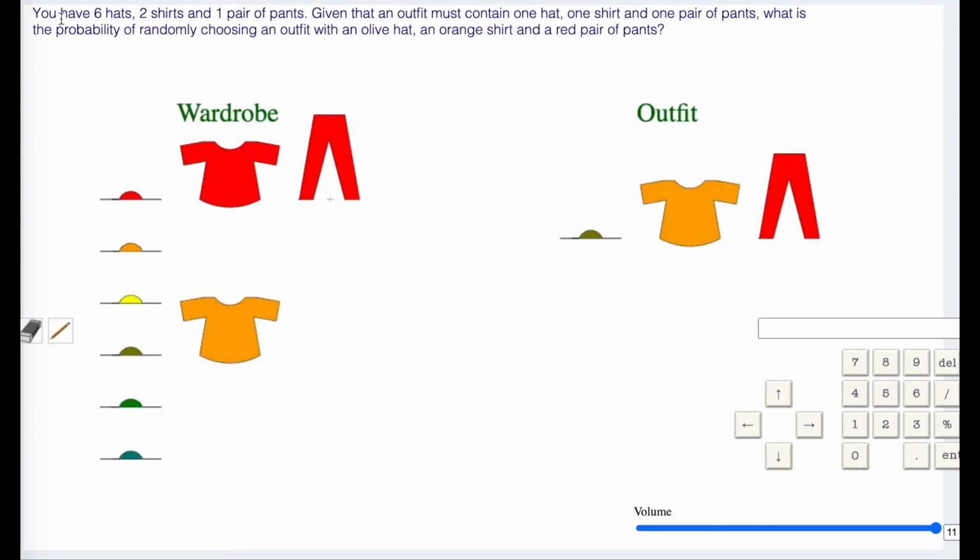Yay! Here's another question. You have 6 hats, 2 shirts, 1 pair of pants. Given that an outfit must contain 1 hat, 1 shirt, 1 pair of pants, what's the probability of randomly choosing an outfit with an olive hat, orange shirt, and red pair of pants? Basic counting principle tells us we've got 6 of these. So 6 hats times 2 shirts times the 1 pair of pants. So we're going to have 6 times 2 times 1. That's 12 outfits. And this is just 1 outfit out of the 12.